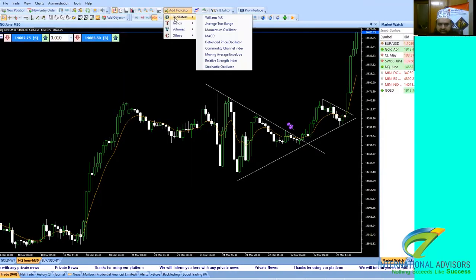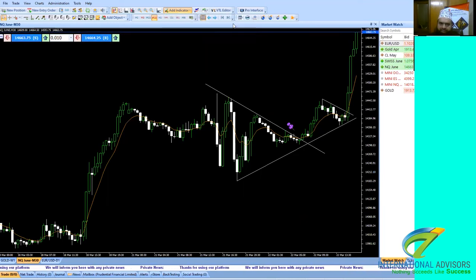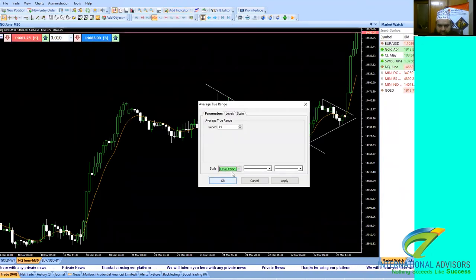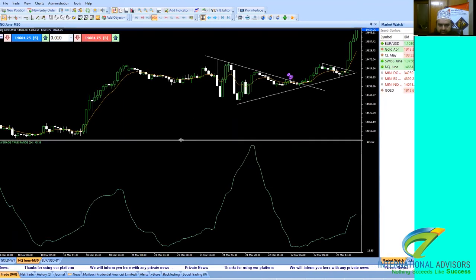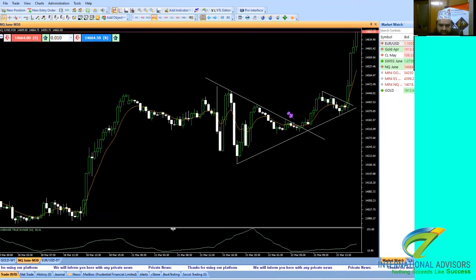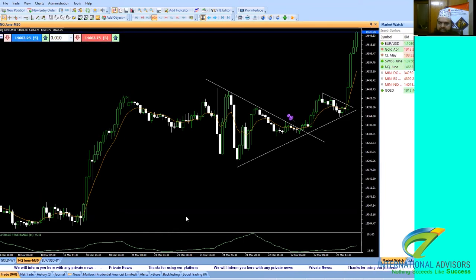So if you go to indicators, oscillator, average true range. This average true range, generally you apply it with the standard term of 14 days period. So based upon the last 14 days, it gives you the figure of what is the average move of that particular time frame. Right now, the 30 minutes time frame is in place, which you can see here. And it's also visible here. Right.